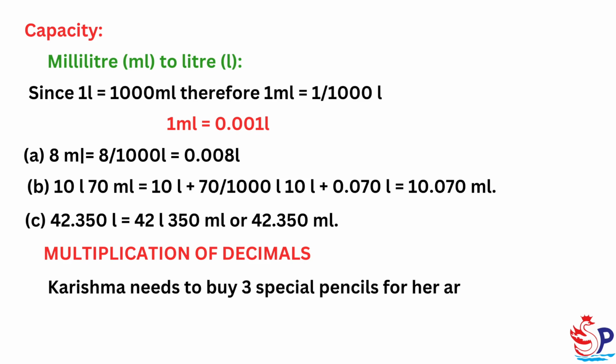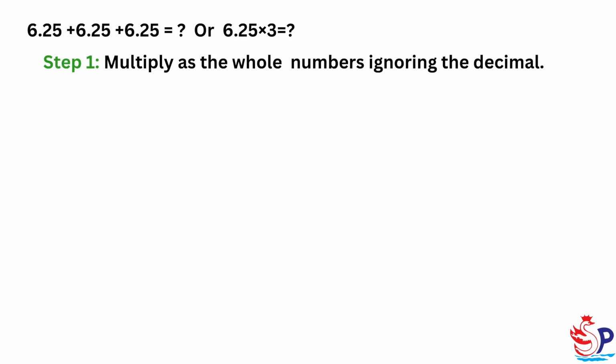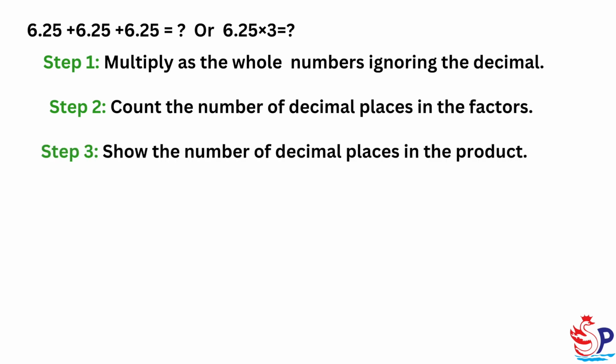Karishma needs to buy 3 special pencils for her art exam. If each pencil costs 6.25, how much will Karishma have to pay? 6.25 plus 6.25 plus 6.25 equals? Or 6.25 times 3 equals? Step 1. Multiply as whole numbers, ignoring the decimal. Step 2. Count the number of decimal places in the factors. Step 3. Show the number of decimal places in the product. Answer. Karishma has to pay 18.75.